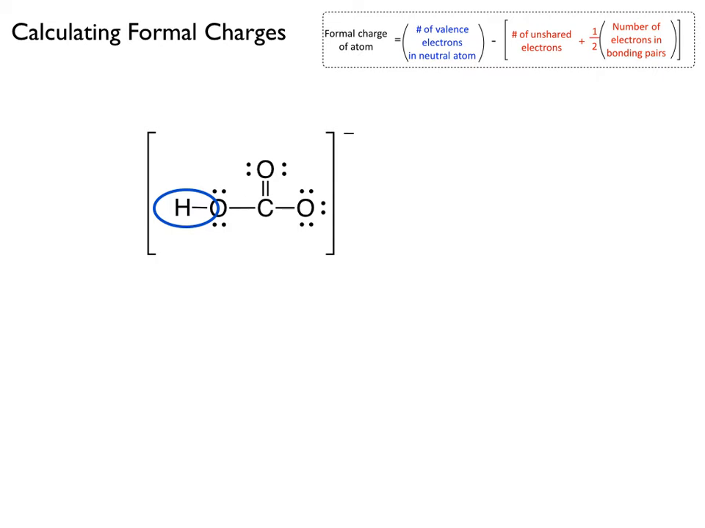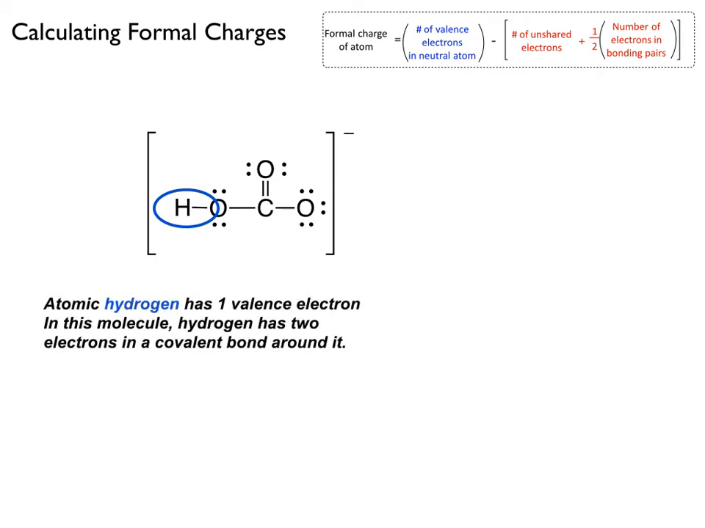We'll start off and say, how many valence electrons are there in neutral hydrogen? Going to the periodic table, we can say hydrogen has 1 valence electron. Then we want to subtract from that the number of electrons that we've assigned to it in the molecule. In this case that is just the covalent bond between the hydrogen and the oxygen. There are no lone pairs on the hydrogen, so it's just the 2 electrons in the covalent bond.